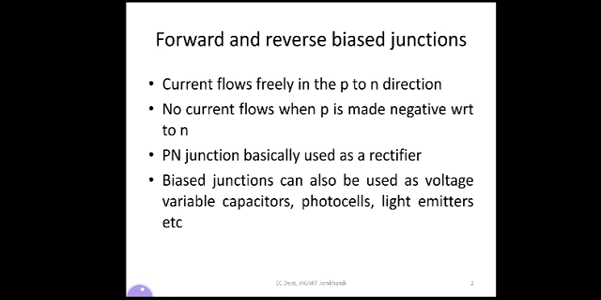As we know, the basic function of a diode is as a rectifier, but along with that, biased junctions can also be used as voltage variable capacitors, photocells, light emitters, and many other electronic devices which are basic to modern electronics.